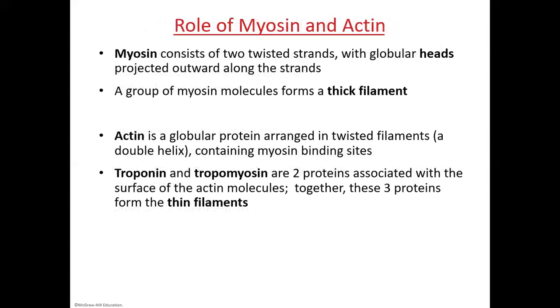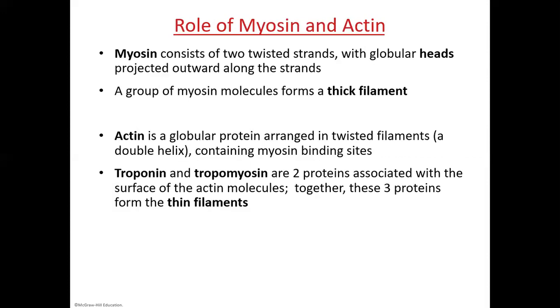So myosin is a strand of protein made of many individual subunits. It's actually two twisted strands, and then there is a globular head that projects outward along the strands for each myosin molecule. Many myosin molecules will twist and bind together to form one thick filament, so it has multiple globular heads. The actin is also a globular protein arranged in twisted filaments, but it does not have the heads. Instead, it has indentations, which are the binding sites, like a complementary puzzle piece where the myosin heads will bind.